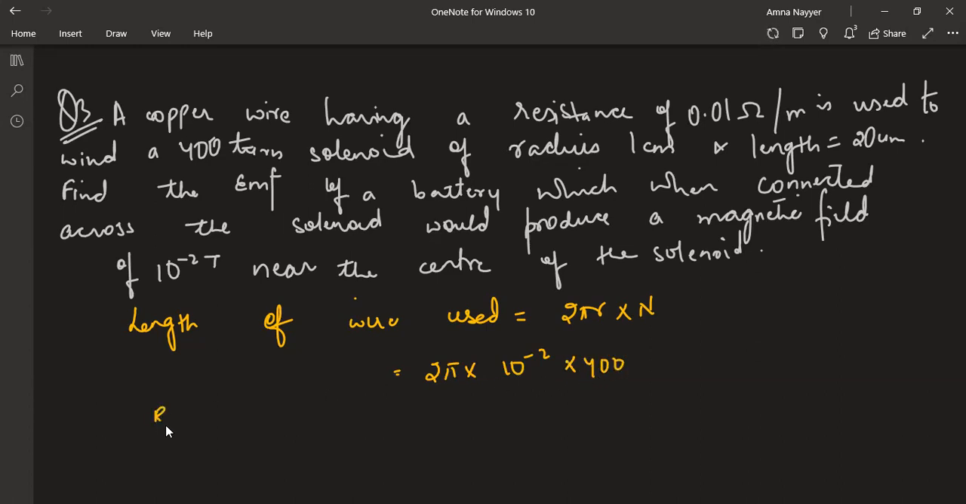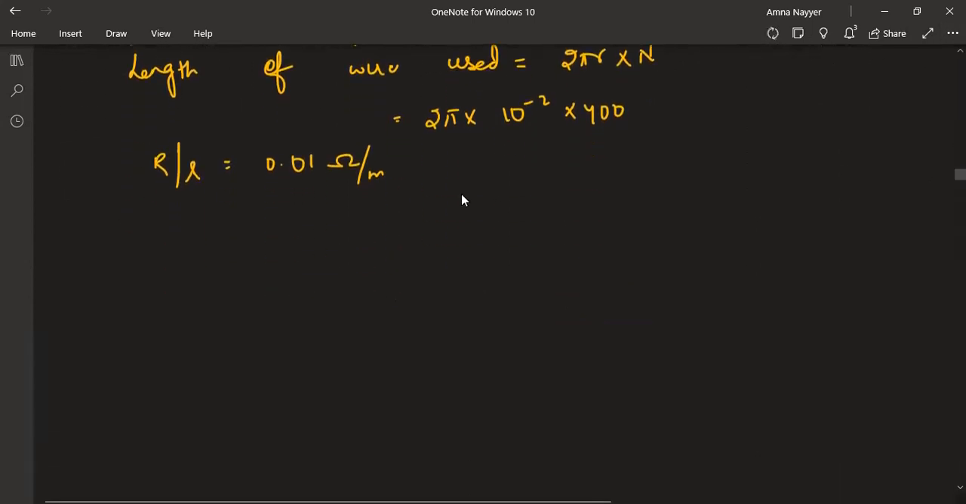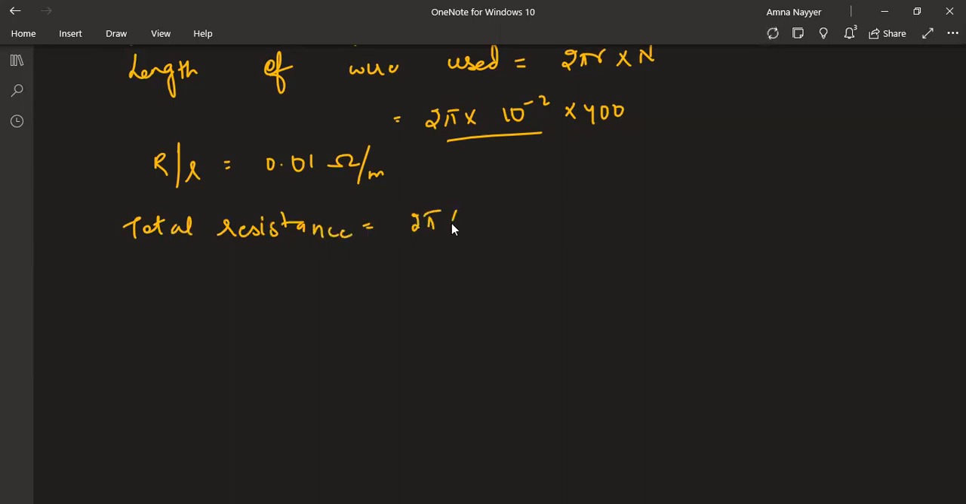Resistance per unit length is given as 0.01 ohm per meter. So for 1 meter, this is the resistance, and for the total length of wire, the total resistance will be 2 pi into 10 to the power minus 2 into 400 into 0.01. This is the total resistance, equal to 8 pi into 10 to the power minus 2 ohms.